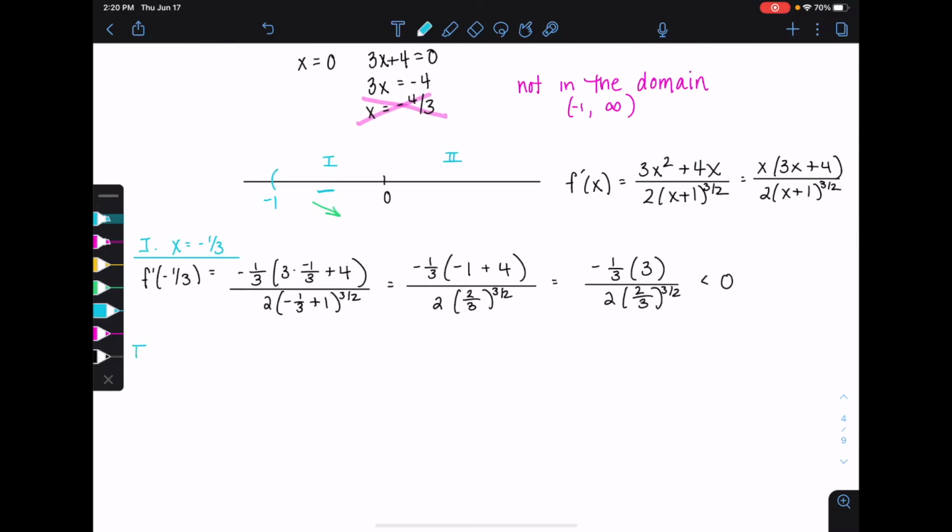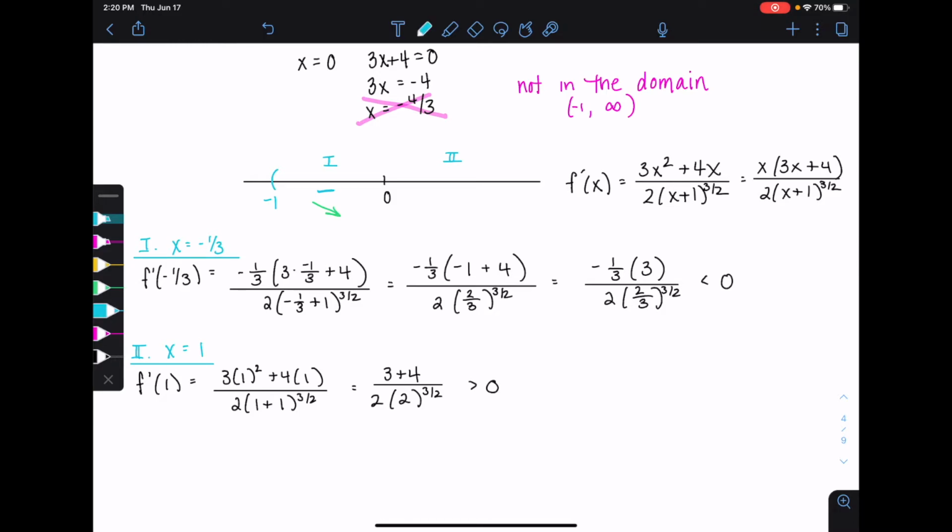Now I want to pick something from interval 2. And here you can pick +1 that falls in the interval. So if we plug this into our derivative, again, either form is fine. I'll use the first form. You'll get the same thing regardless though. In the numerator, we're going to get 3 plus 4. In the denominator, we're going to get 2 times 2 to the 3/2. Don't care what that is. I just know all those signs are positive. So it is definitely positive here, which immediately tells me my function is increasing.